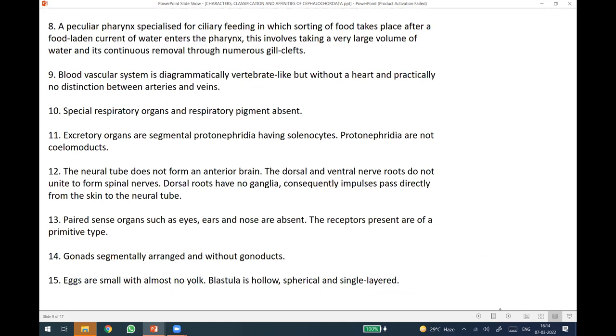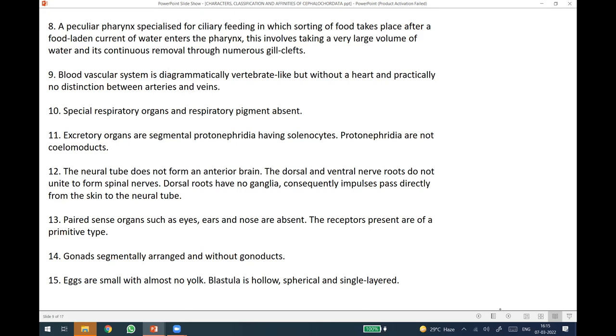Then a peculiar pharynx is specialized for ciliary feeding, in which sorting of food takes place after a food-laden current of water enters the pharynx. It involves taking in a very large volume of water and continuous removal through numerous gill clefts. The blood vascular system is diagrammatically vertebrate-like, without a heart and with practically no distinction between arteries and veins. Special respiratory organs and respiratory pigments are completely absent.